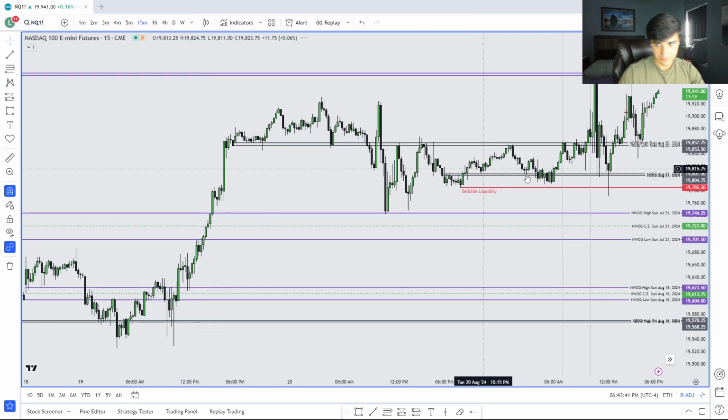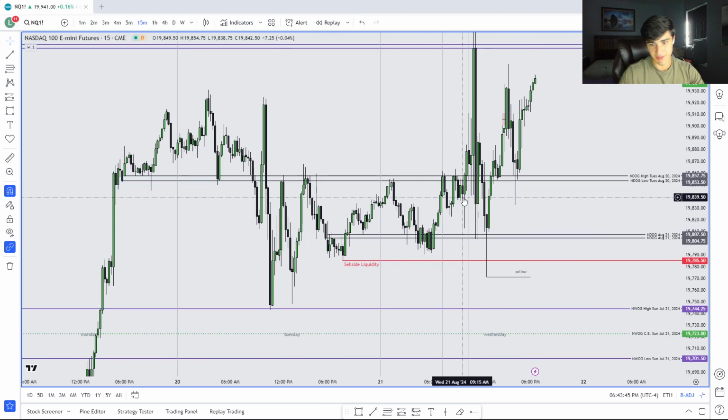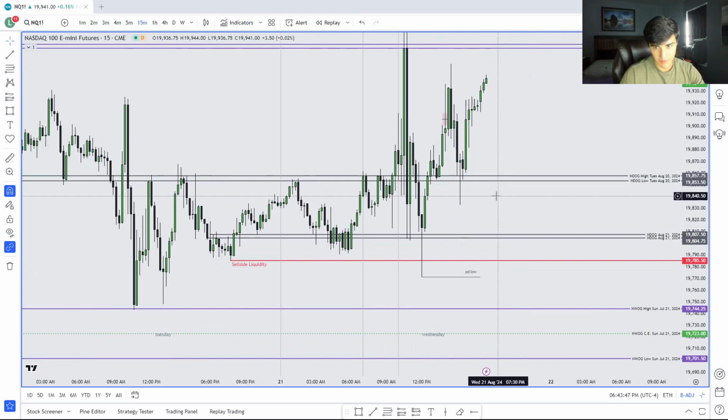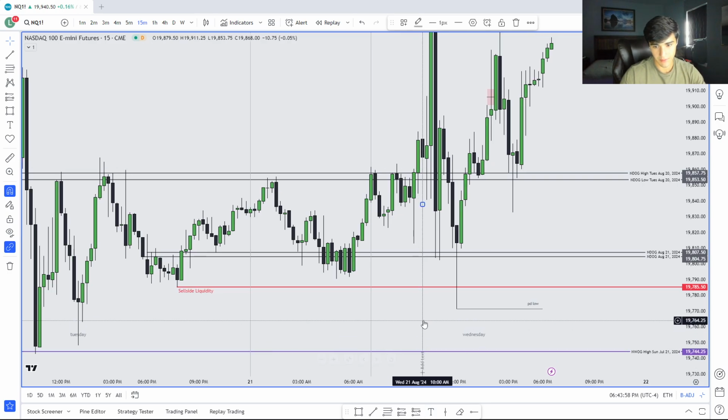So, the narrative behind this trade: from what I came to the market initially expecting, I wanted to see a run on these lows before the 9:30 open, which was where? Right here? Oh, I deleted it. No, I didn't. 9:30, right there.